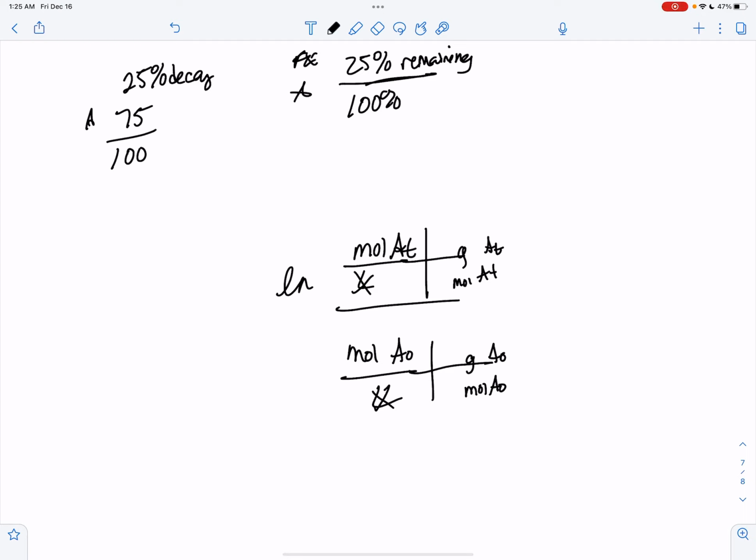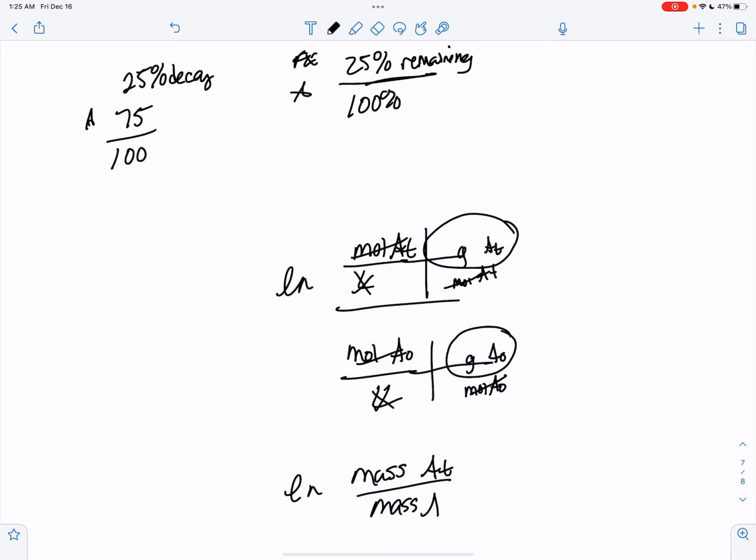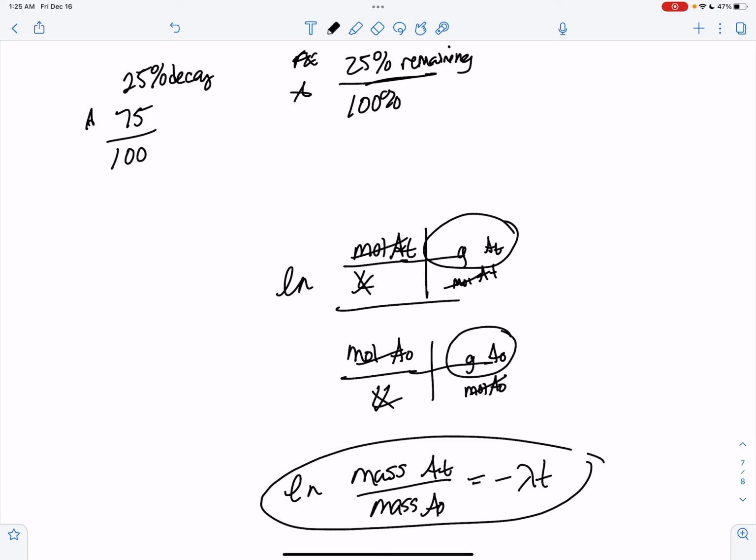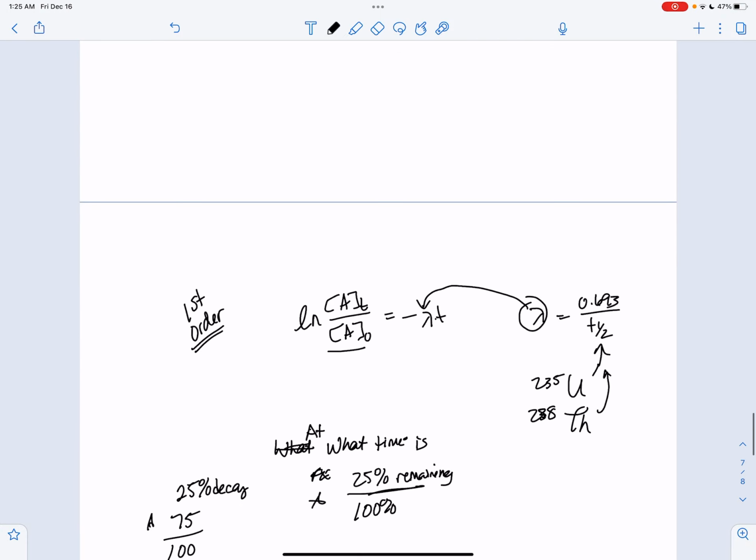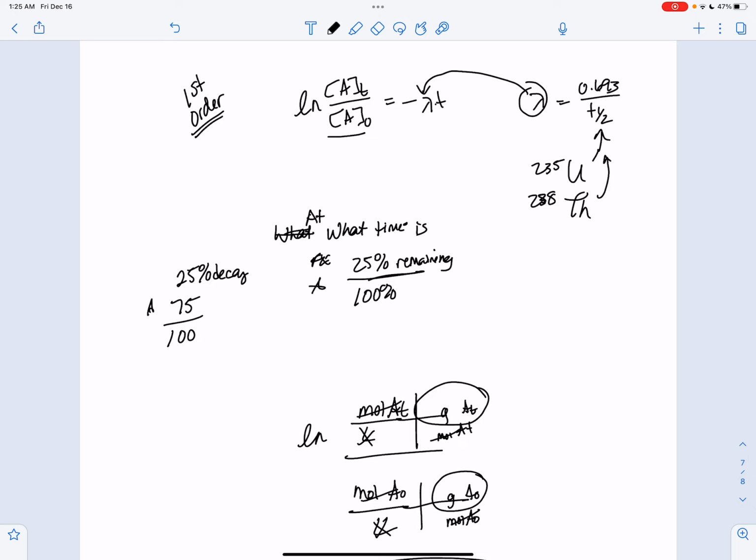And so our moles now cancel, and that means that we can put this equation in terms of grams over grams. So we have the mass of something over the mass of something initially equals negative lambda times t. And so this equation right here is very, very commonly used in radiochemistry. So this is nothing new. You've done plenty of examples with this before, but you just need to know that this is a very important equation. It's kind of considered fundamental for radiochemistry.